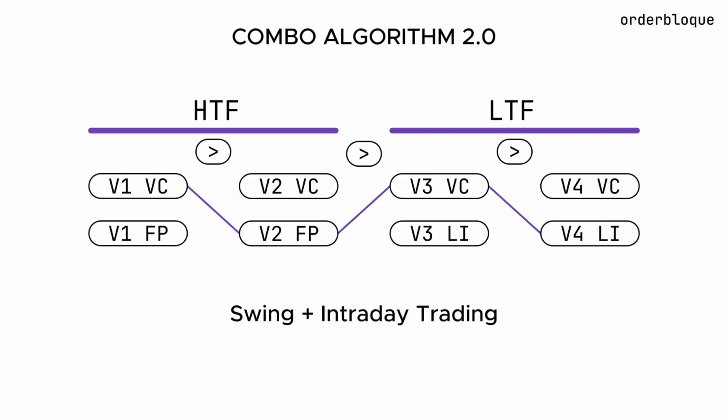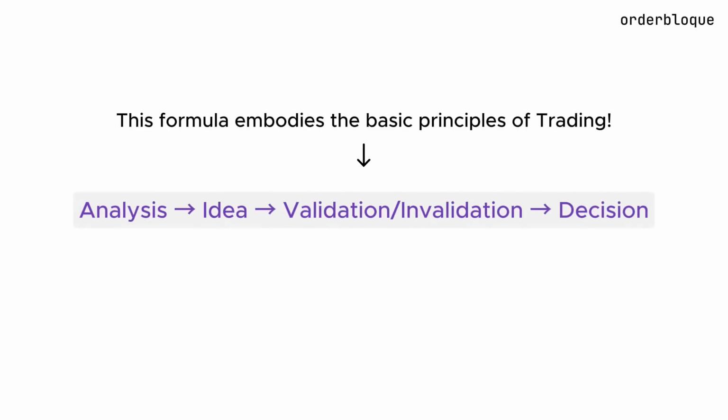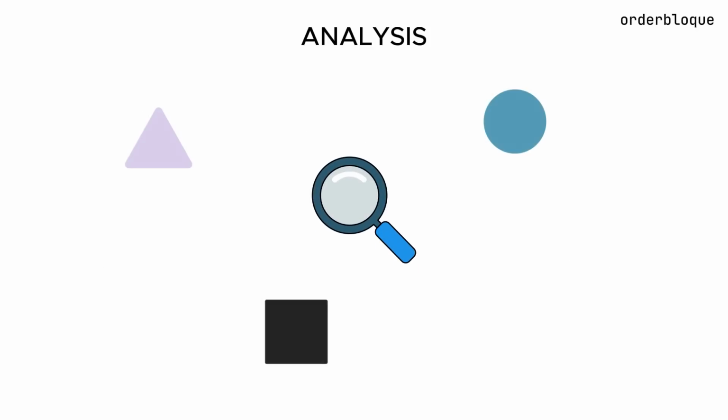It's important to note that the presented material is somewhat patternized for easy application and understanding, but the main thing is to grasp the logic, which is indispensable. Let's start with this formula that embodies the basic principles of trading and consists of 4 key stages: analysis, idea, validation, invalidation, decision. Analysis is the first and most crucial stage in a trader's activities.